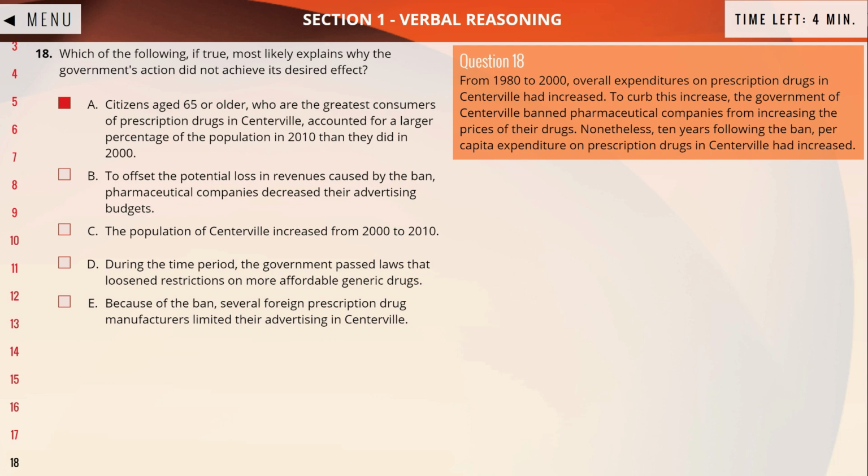During the time period, the government passed laws that loosened restrictions on more affordable generic drugs. If they're more affordable, then the amount we're spending is going to go down, so not D. Because of the ban, several foreign prescription drug manufacturers limited their advertising, but that would make it go down. So A, a little bit tough, but it explains it. We have more older people as a percentage in our population, and they buy more drugs, and that kind of fits with my prediction that people were just buying more drugs.